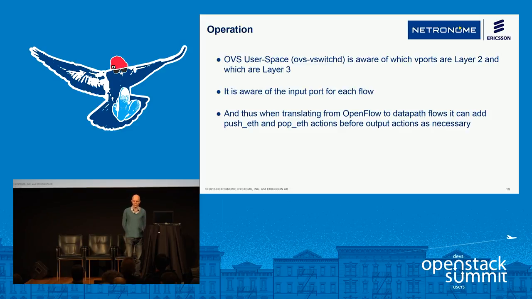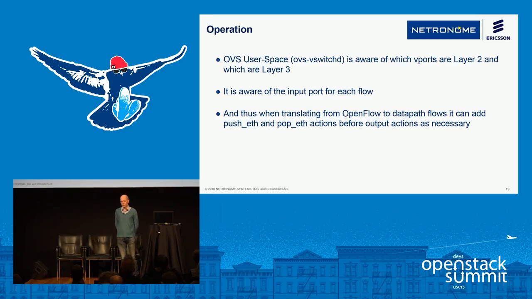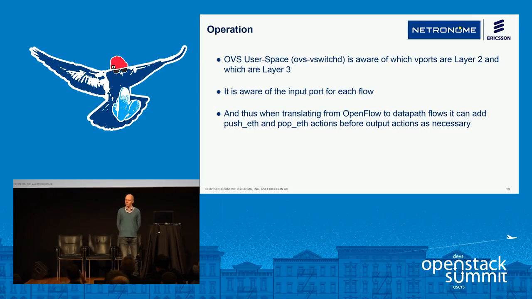So OVS is aware of which vports in the system are running in layer 2 mode or layer 3 mode. It's also always aware of, obviously, which port a packet arrived on. Therefore, it's aware of whether or not a packet is L2 or L3 on the input side, and it also knows on the output side whether or not the vport is L2 or L3. Because of this simple amount of knowledge, it's able to determine when it needs to do a push Ethernet or a pop Ethernet. If it has an L2 packet and it's putting it out to an L3 vport, obviously at that time, it needs to pop the Ethernet off, and conversely.